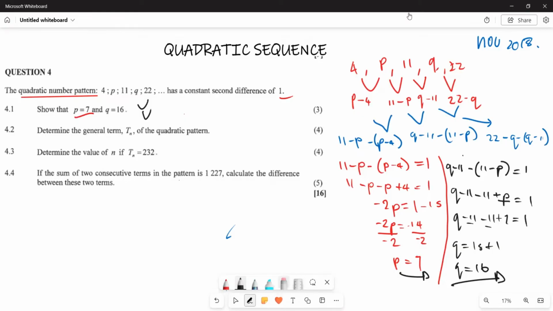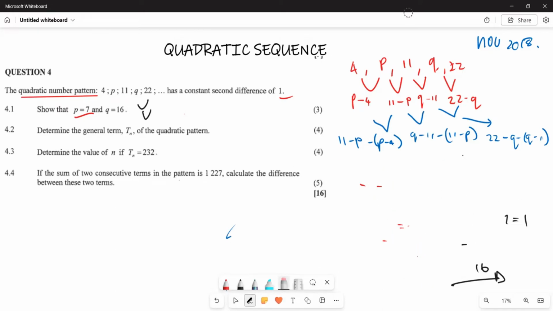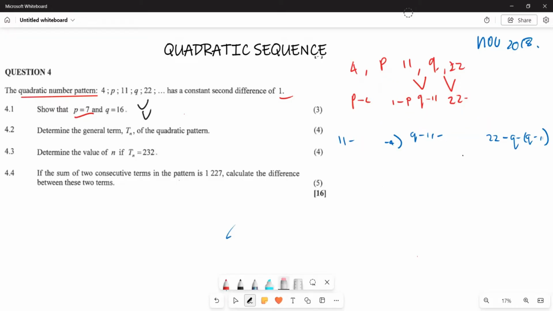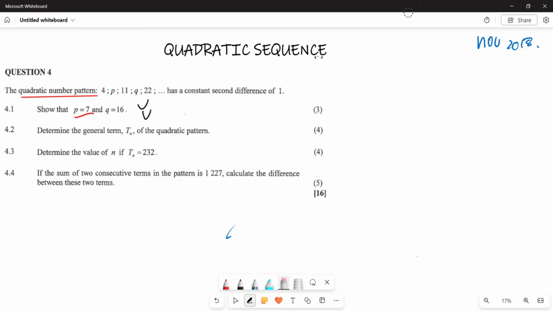Now, I want us to look at your 4.2, in terms of what 4.2 requires us to do. Now that we've already proven the value of your P and your Q, we are going to simply substitute when we are looking for your quadratic sequence. Now, we are saying this is same as 4, then this is same as 7, this is same as 11, this is same as 16, this is same as 22, right? Because that's what we have already shown.